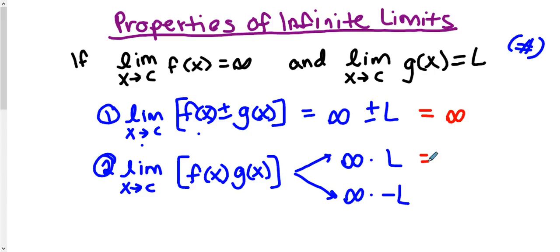So if we have positive infinity times a positive L, we'll get positive infinity. If we have positive infinity times a negative L, that does change it to negative infinity. The infinity stays, but the sign changes.